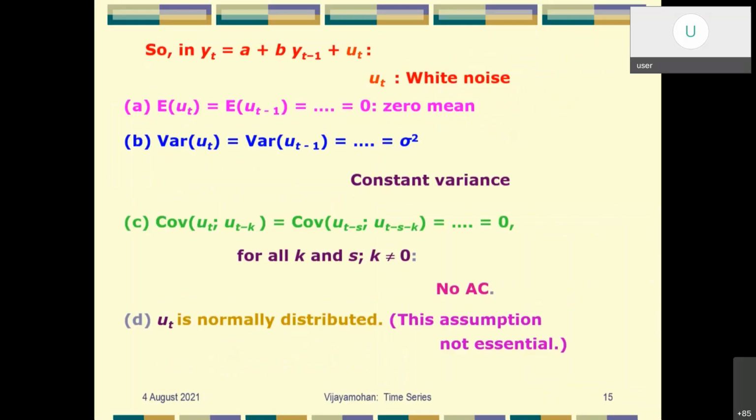These are certain equations. As I have already told you, the white noise has zero mean, constant variance, and there is no autocorrelation. And we have another assumption about normality, but this assumption is not very essential. If this assumption also is satisfied, then the white noise is called Gaussian white noise, because the normal distribution is called a Gaussian distribution; its originator was Carl Friedrich Gauss.